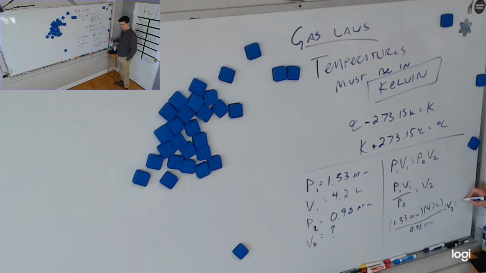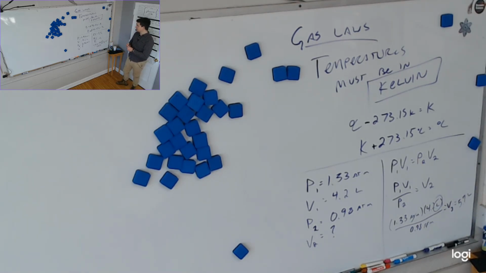You did 570? I'm not saying it's necessarily wrong, but I would be surprised if it were right. 1.33 times 4.2, enter, divide by 0.98. There, I think that's more like it. I think you probably forgot, yeah. 5 point, what was it? Okay, 5.7 what? Well, atmospheres drop out, we're left with liters.